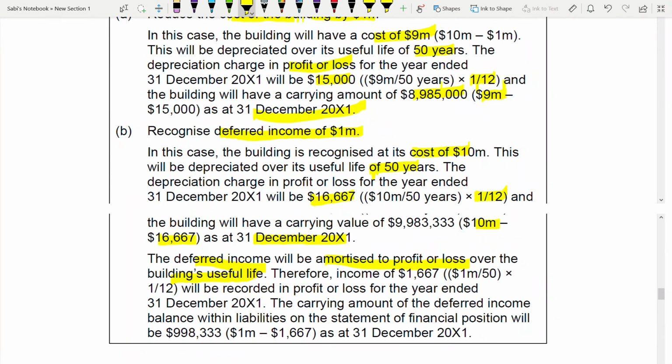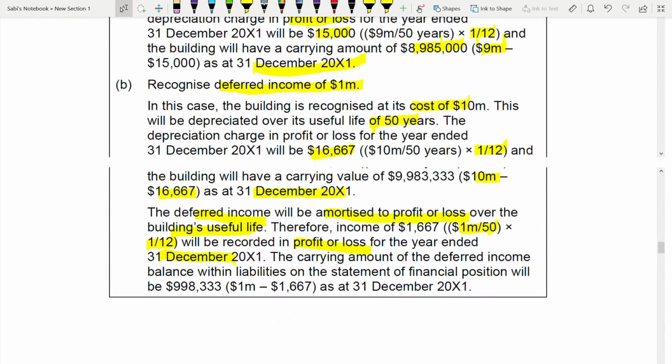So what is the building's useful life? What is the amount of the grant? It's 1 million. 1 divided by 50 because for 50 years, and only for 1 month it will be amortized. This will be recorded in profit and loss. Don't worry about OCI and all. Nothing goes to other comprehensive income relating to government grant. Everything is in profit and loss.